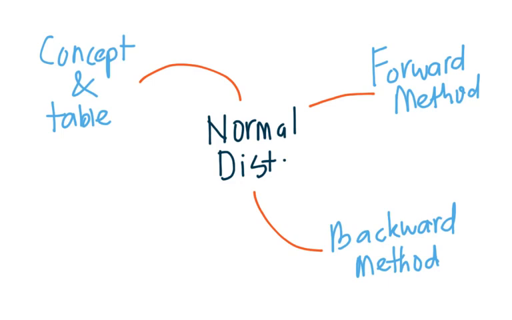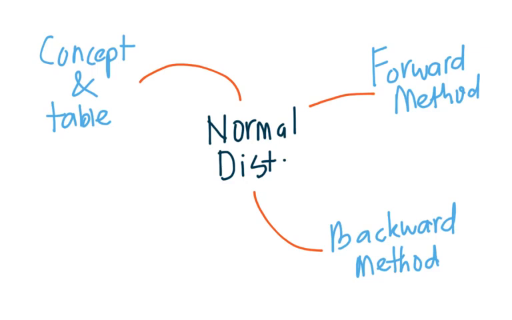In this chapter 5, I will be covering 3 parts, meaning that we are going to have 3 videos, one for each part. In the first video, we are going to learn about the concept and the table. We will learn the concept of the normal distribution and how to use the table of the standardized normal distribution to calculate the probability.